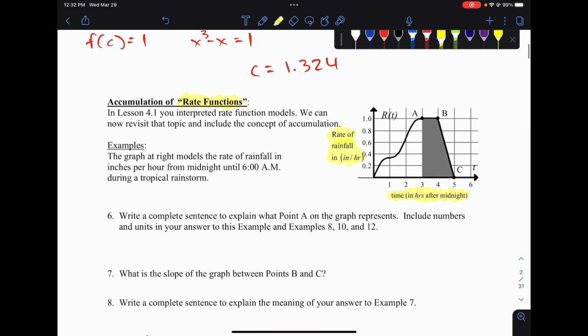Number 6 says to write a complete sentence to explain what point A on the graph represents, including numbers and units in your answer. So point A is right here.